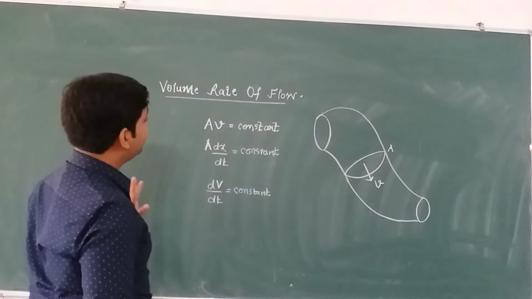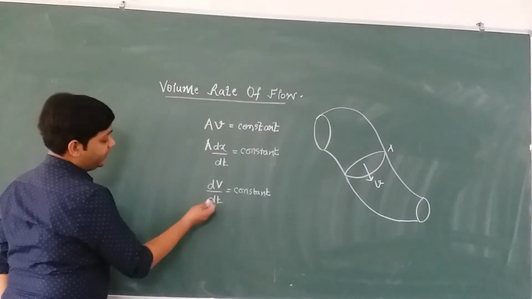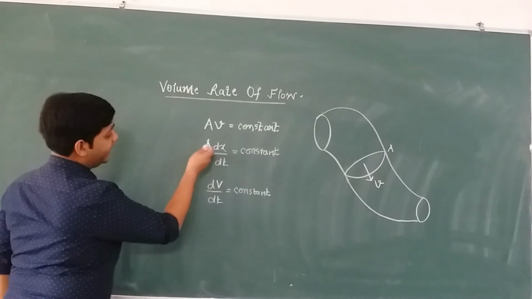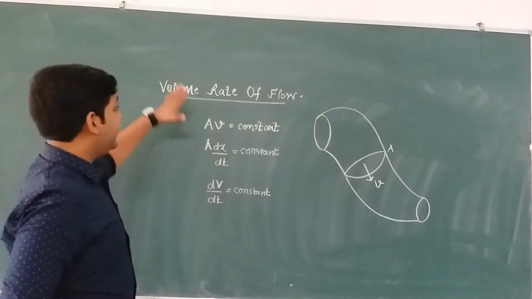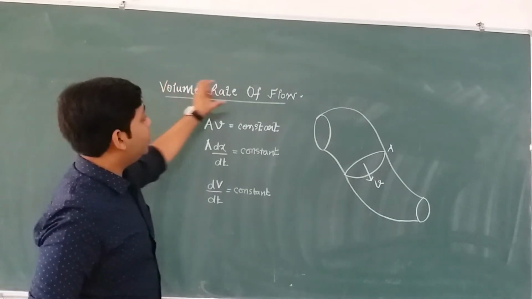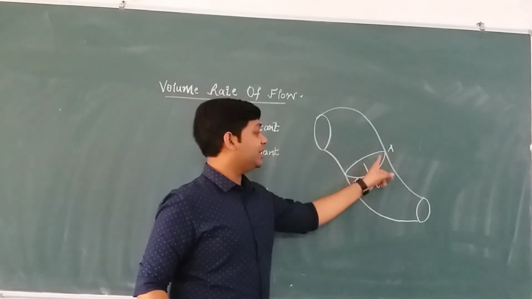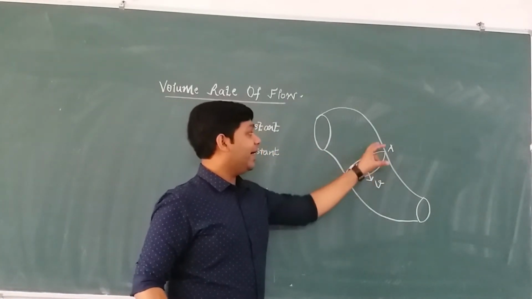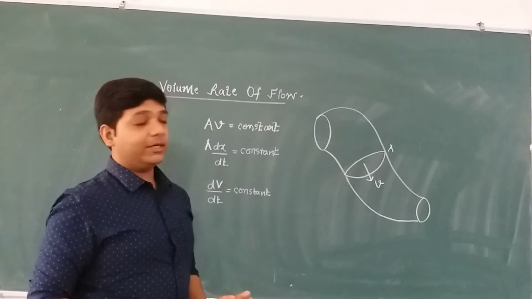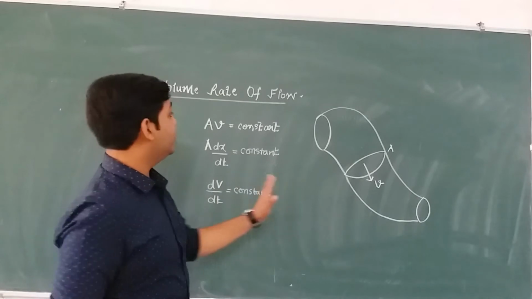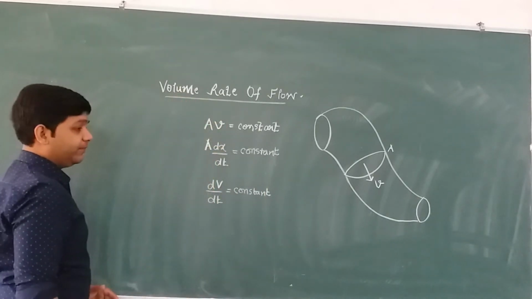So if somebody asks you to calculate the volume rate of flow, which is equal to dV by dt, which is equal to A dx by dt, and which in turn is equal to A into V, what you need to do is just see the cross-sectional area A and velocity V, multiply these two, and you will get the volume rate of flow. I hope I am clear to everyone. So volume rate of flow is equal to cross-sectional area A into velocity V.